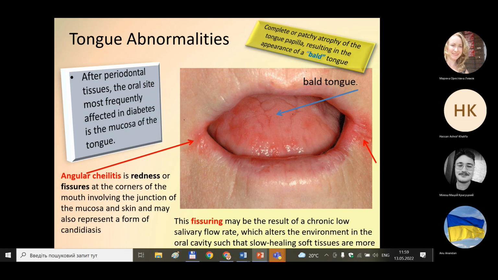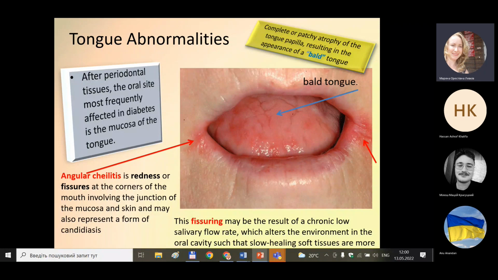Tongue abnormalities. After periodontal tissues, the oral site most frequently affected in diabetes is the mucosa of the tongue. The fissuring may be the result of a chronic low salivary flow rate, which alters the environment in the oral cavity, causing slow healing of tissues. And as a result, such an unattractive and painful condition can develop as a bald tongue. Bald tongue is atrophy of the tongue papillae that results in such an appearance.